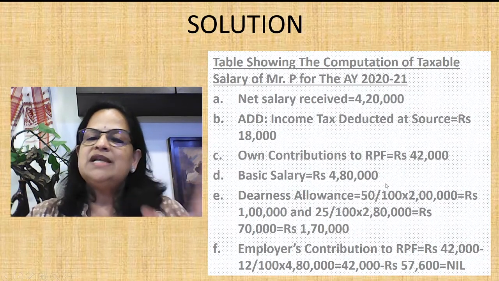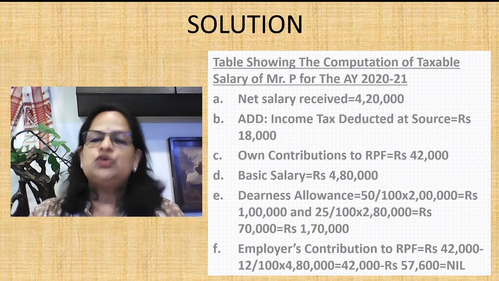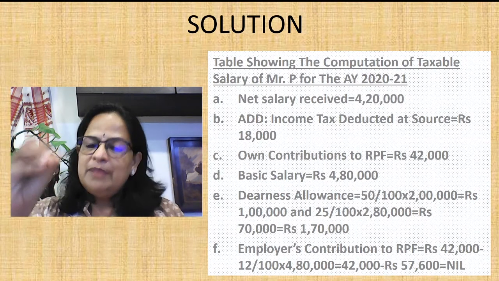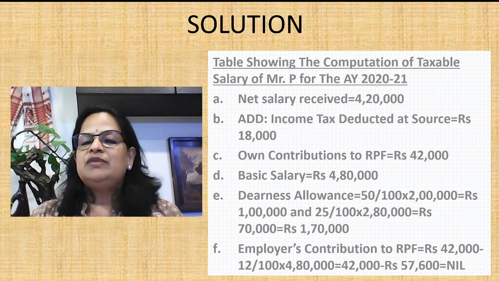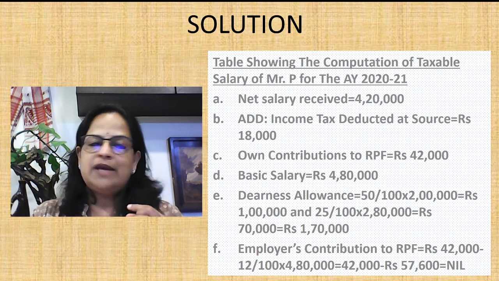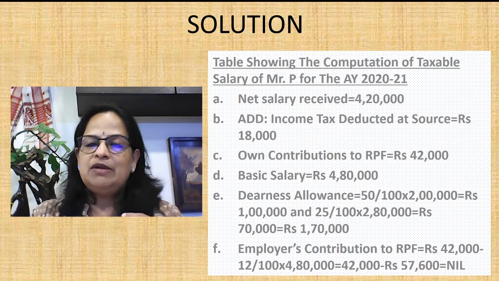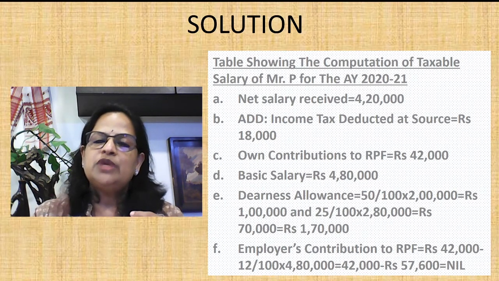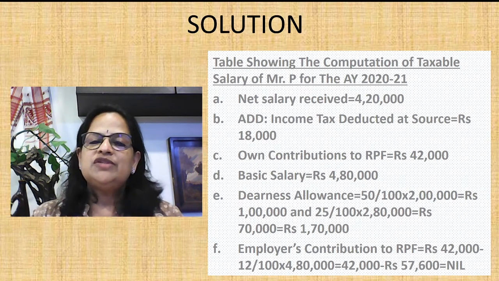Remember, dearness allowance is not directly given. It's given that it is 50% of the first 2 lakhs of the basic pay, and for the remaining 2,80,000, it's 25%. So 50 by 100 into 2 lakhs, you will get 1 lakh. Now remaining 2,80,000, from 4,80,000 you are calculating, 2,80,000 into 25 by 100 is 70,000. So 1,70,000 is the DA.